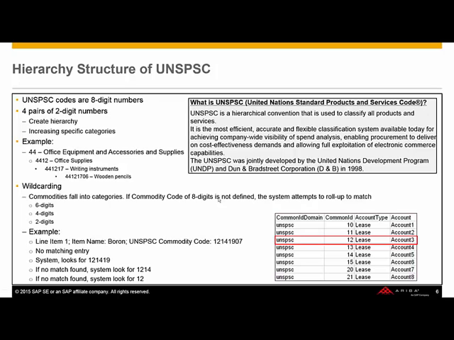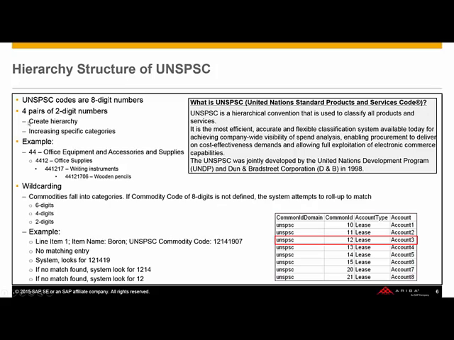Getting into that in a little more detail, the UNSPSC codes, or United Nations Standard Products and Services codes, as I mentioned, go anywhere from 2 digits all the way down to 8 digits. UNSPSC is a concept that was developed by the United Nations Development Program as well as Dun & Bradstreet. And it is the standard and the most efficient and accurate way to classify your commodities. And that is what Ariba uses.